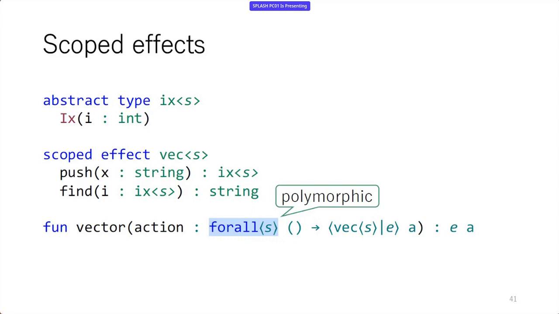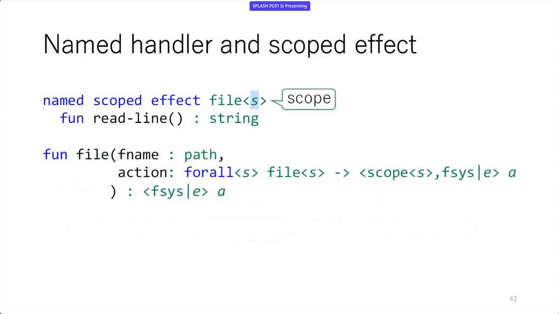So we are going to use scoped effects, so combine scoped effects and named handlers to prevent handler names from escaping. And since these concepts are completely orthogonal, there are many different ways of combining the two concepts. So let's use one of the combinations to implement a safe version of our file example.